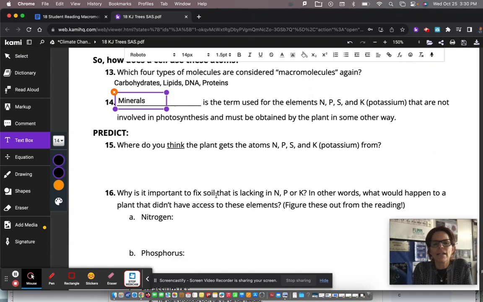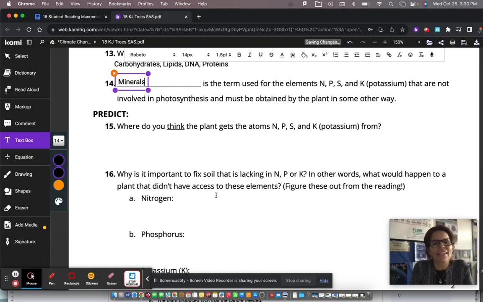And now let's go ahead and try number 15. And I don't think I'm going to give you an answer to number 15. I want you to write it down yourselves. So number 15 says, we're doing a prediction here. Where do you think the plant gets the atoms N, P, S, and K?